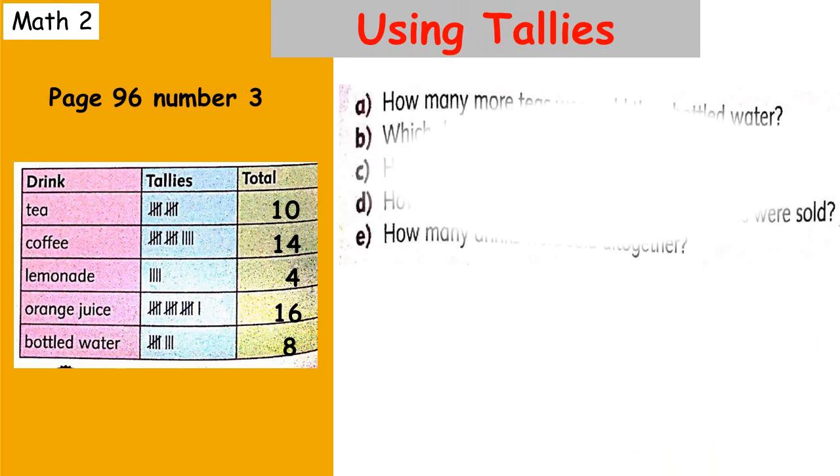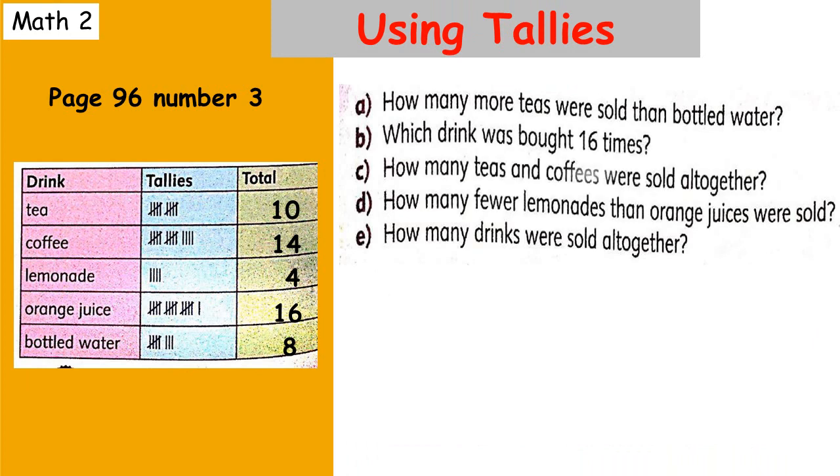Let us answer these questions. How many more teas were sold than bottled water? Which drink was bought 16 times? How many teas and coffees were sold altogether? How many fewer lemonades than orange juices were sold? How many drinks were sold altogether?